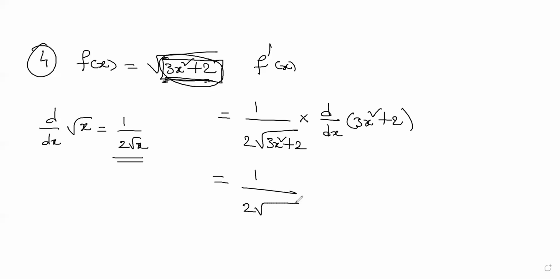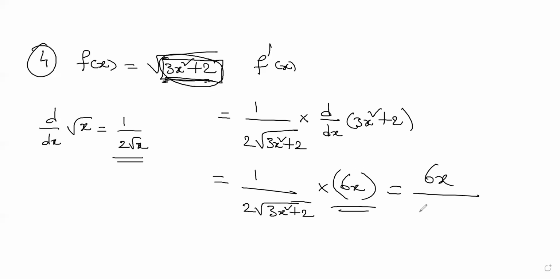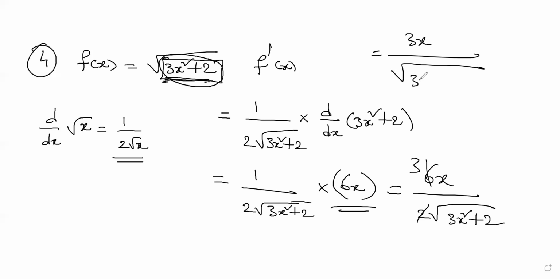So 1 by 2 root of 3x square plus 2, which will turn up, and then derivative of 3x square plus 2. Now you know it's 6x. So the answer will be 6x by 2 root 3x square plus 2. You have the term something cancelling out, 2 and 6. 3. So you get 3x by square root of 3x square plus 2. So that's how. You can't like derive the 3x square plus 2 inside the square root.